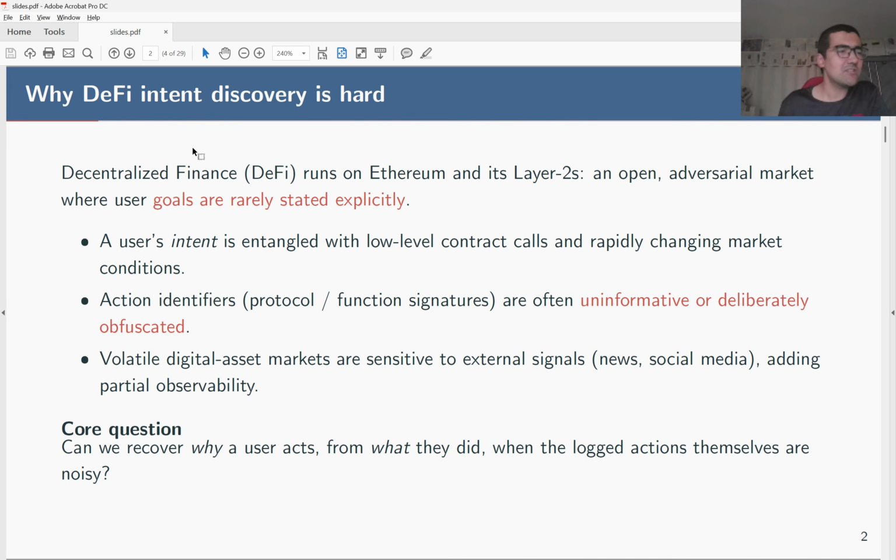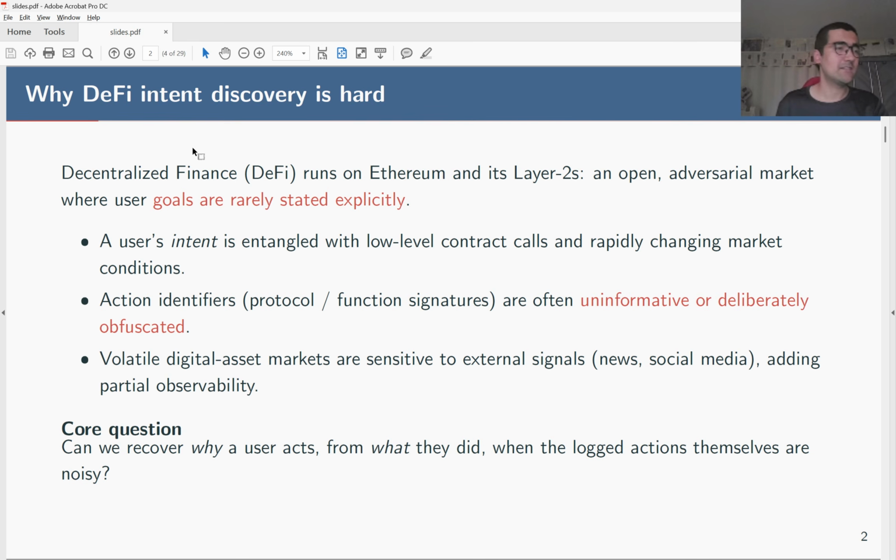On top of that, the action identifiers we observe, things like protocol and function signatures, are often uninformative and sometimes deliberately obfuscated. And because these markets react to outside signals like news and social media, we are also dealing with real partial observability. So the core question we are really asking is this: can we recover why a user acts from what they did, even when the logged actions themselves are noisy?